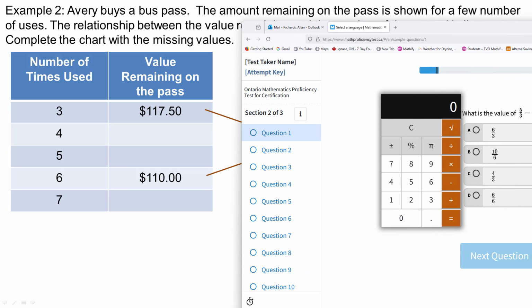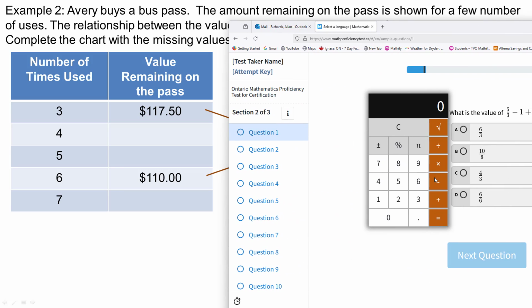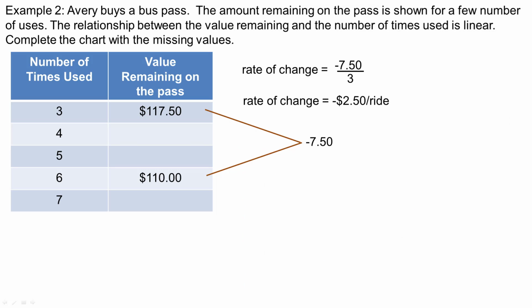And just to show you a little bit, remember, this is the calculator you get to use for the math proficiency test. So if we take, and I'm not going to worry about typing in the negative, 750 divided by 3 is 2.5, or $2.50.